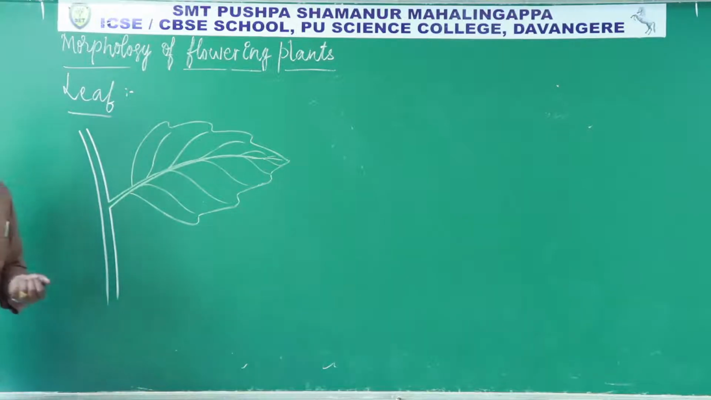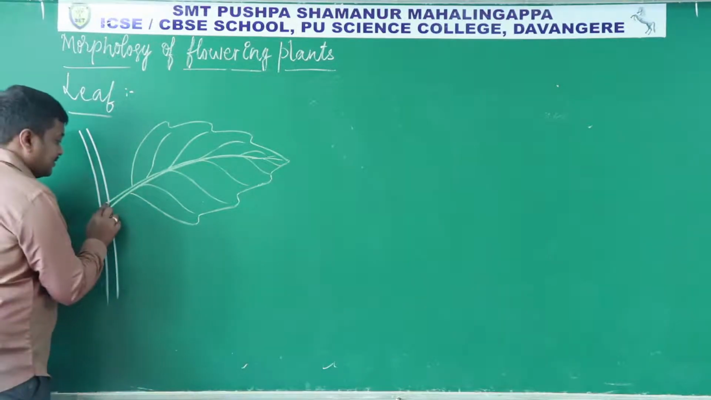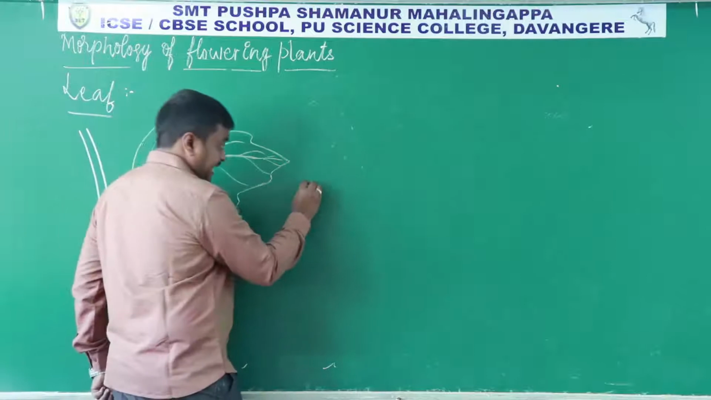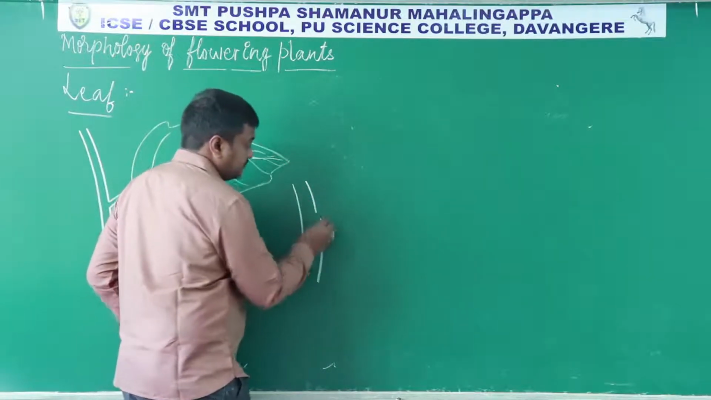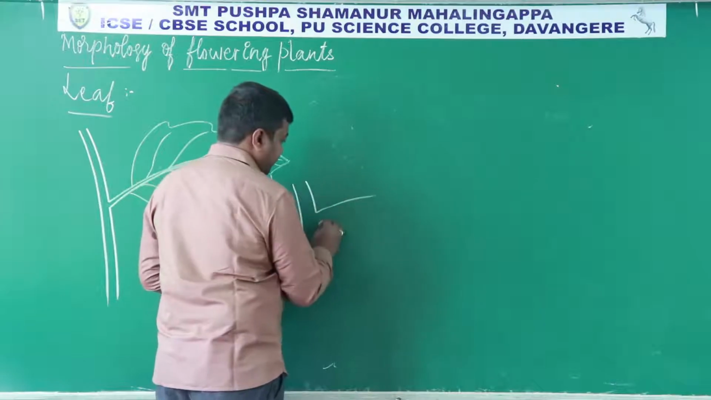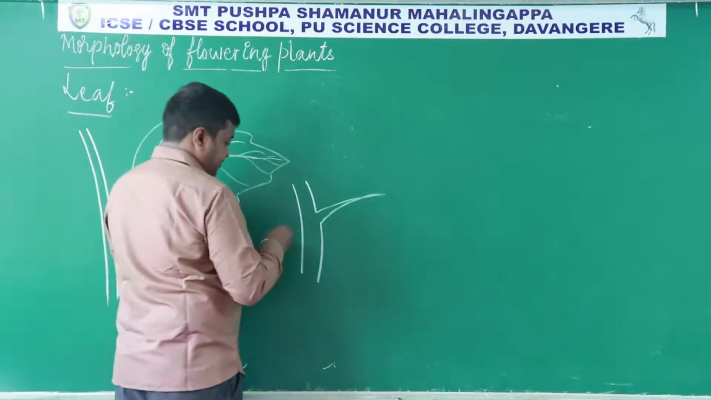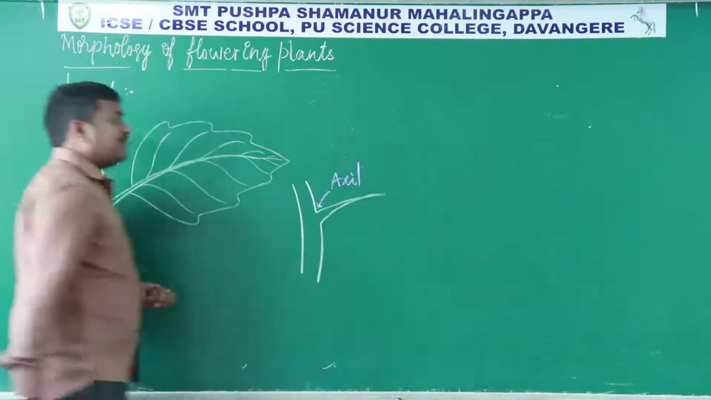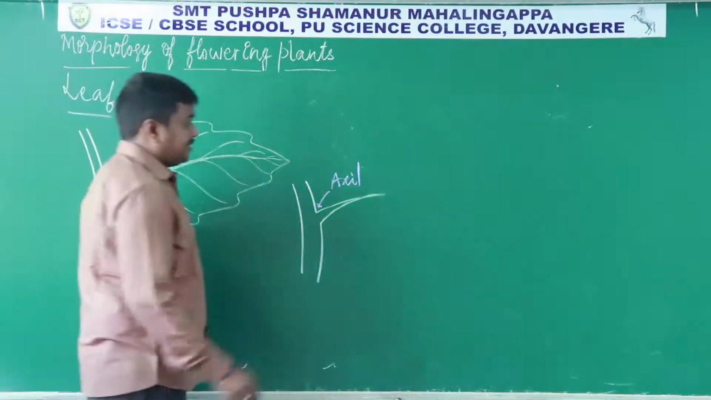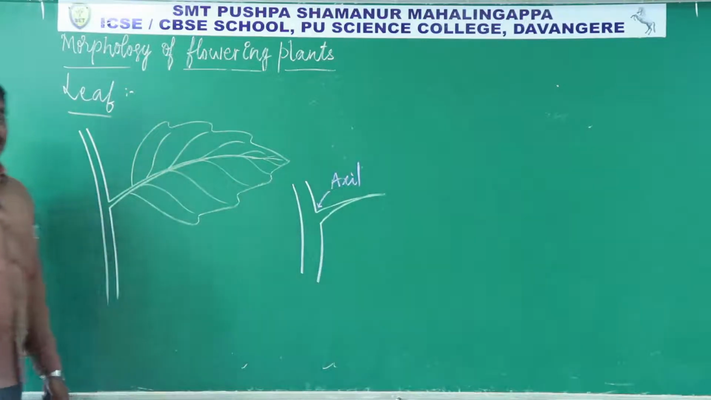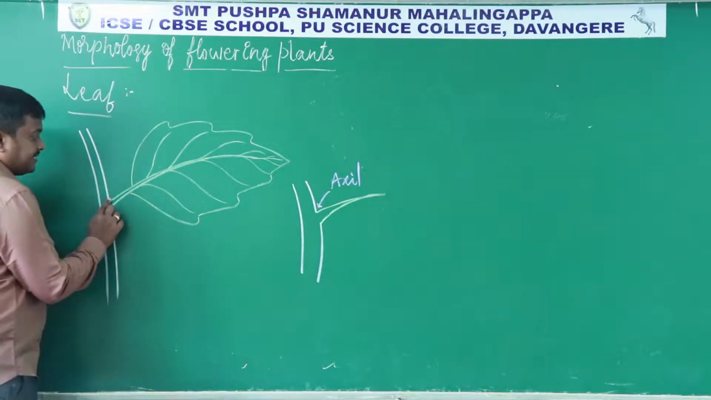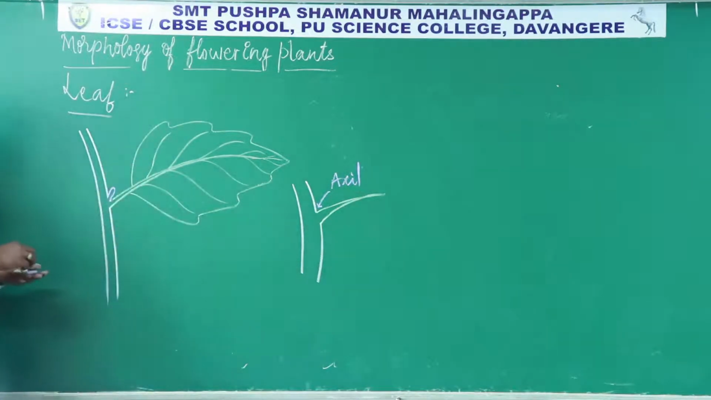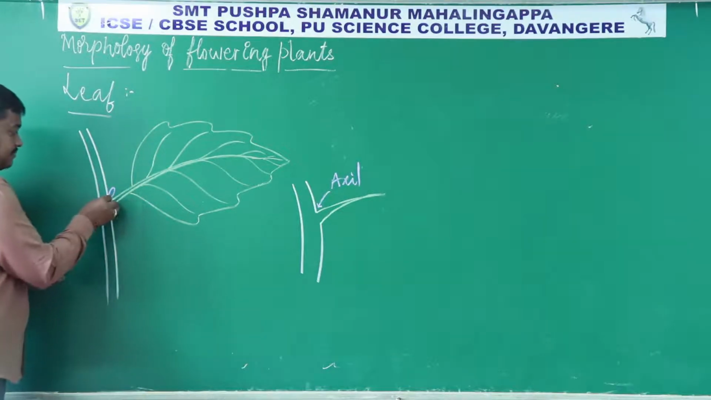This part, where the leaf and stem meet, is called the axil. This is the axil of a leaf. Here there is a bud-like structure, and that structure is called the axillary bud.